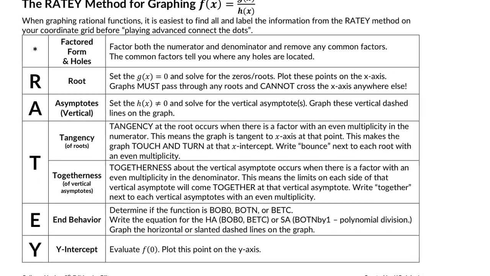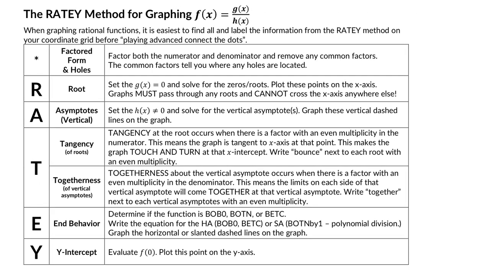The Rady method has to get started in factored form. So the very first thing you're going to do is factor the polynomial so that you can decide which of the values in the denominators are holes if necessary. So we factor, unless it's already factored. That would be nice if it's already factored. Then once it's set up, we look for the roots. That's what R stands for, root.